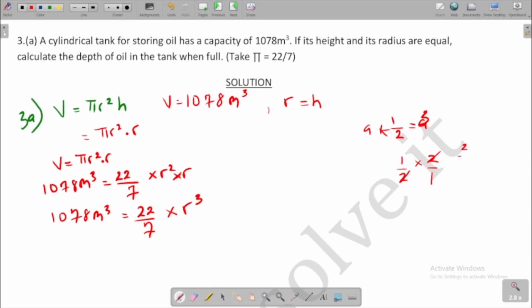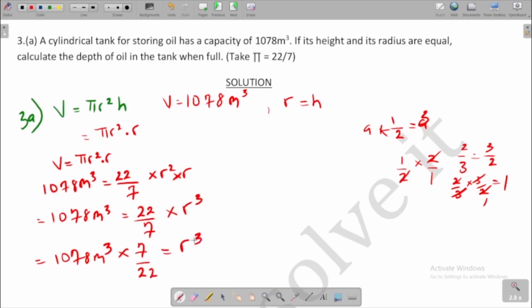If we have 2 over 3, if you are moving to the other side, we have 3 over 2, because we have 2 over 3 times 3 over 2, 3 here 1, 3 here 1, 2 here 1, 2 here 1. So you have 1. So same thing will be applied here. We have 1078 meter cube times 7 over 22 is equal to r raised to power 3.